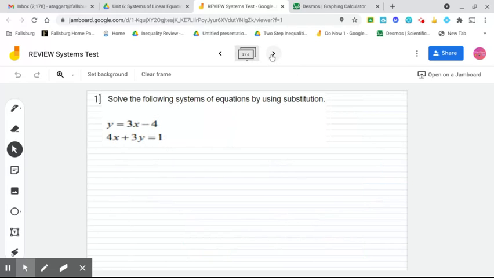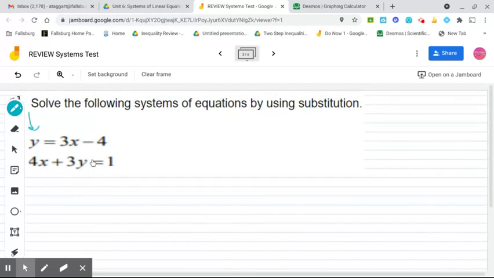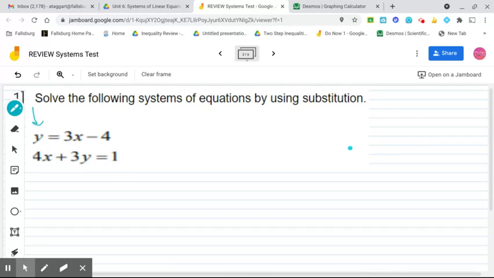So let's get started. Number one, we're solving the following systems of equations by using substitution. Substitution is the method where we solve for either x or y in one of our equations, and we substitute it into the other equation. The first one here is actually already solved for y, so we don't have to show the work there. We can get straight to the substitution. So we know y is equal to 3x minus 4.